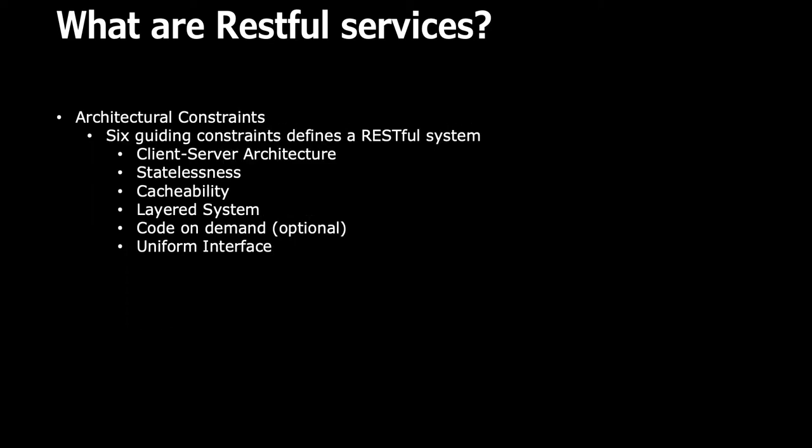Again, just from the architectural constraints point of view, there are 6 guiding constraints that define a RESTful system. They are client server architecture, statelessness, cacheability, layered system, and code on demand. This is optional, which basically means you can download a code or some sort of representation which tells how a resource is created on the server side. However, I haven't seen people doing it. That's why it's optional. And you have to have a uniform interface.